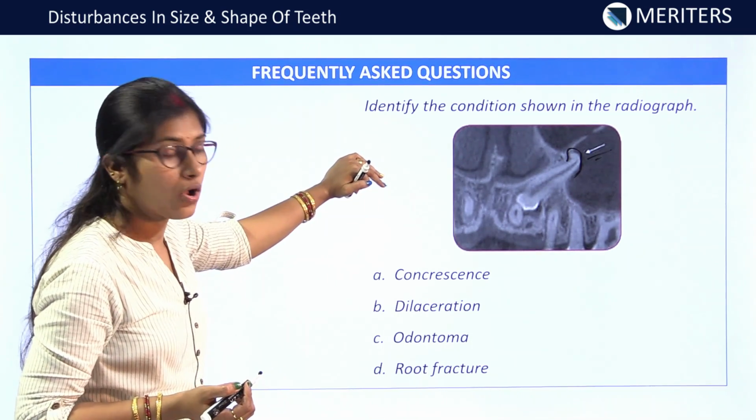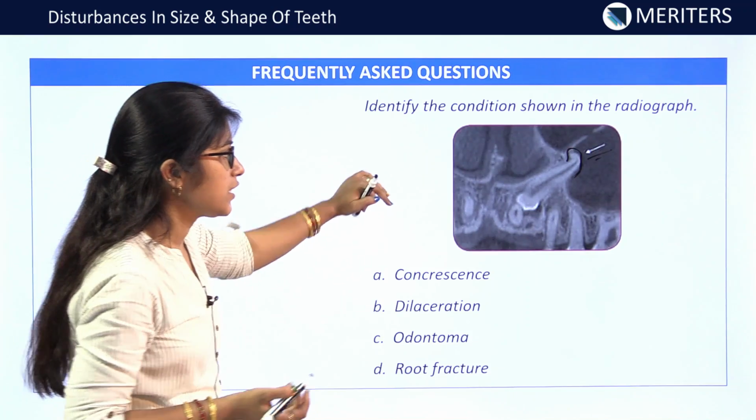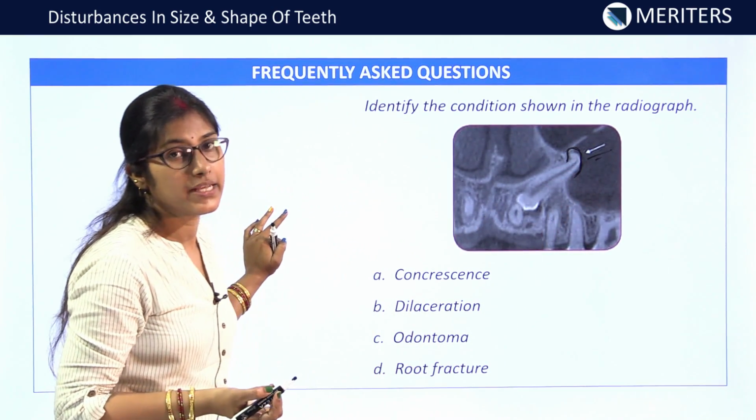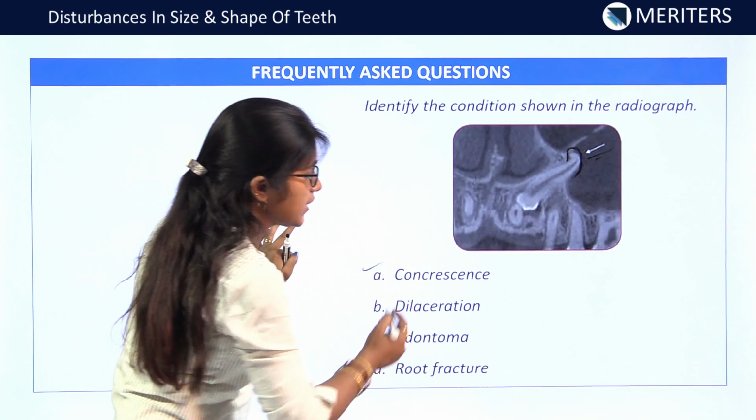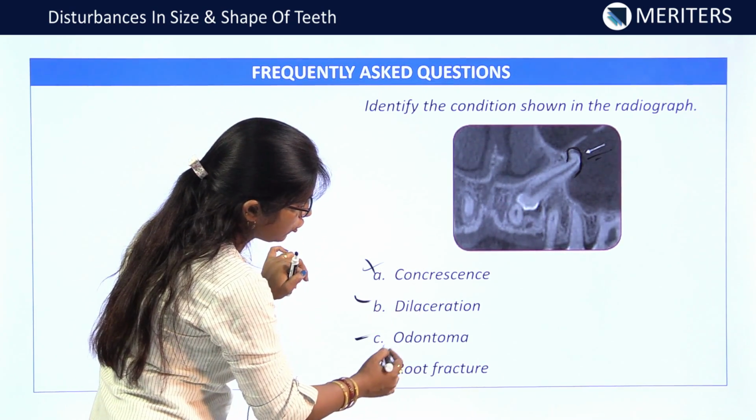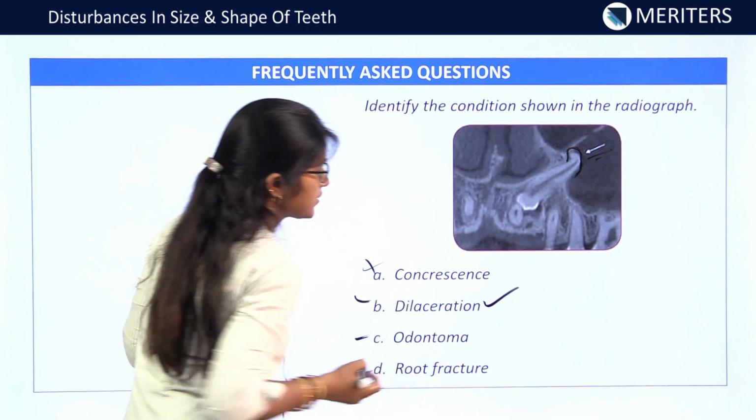See the options: concrescence, dilaceration, odontoma, root fracture. Now this is abrupt bending. This abrupt curvature is dilaceration. You all know it cannot be concrescence. It cannot be odontoma, and this is not a root fracture. So here the answer is dilaceration.